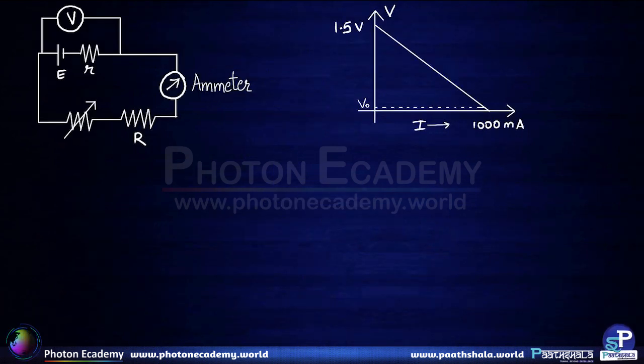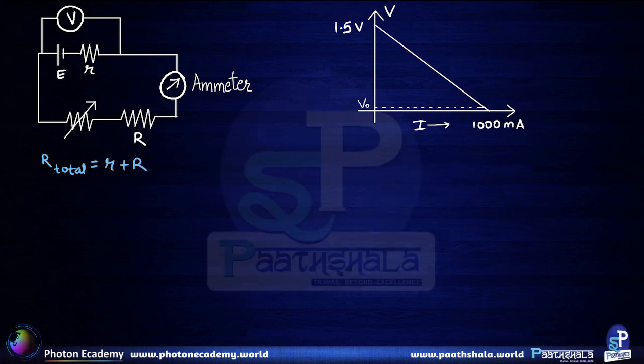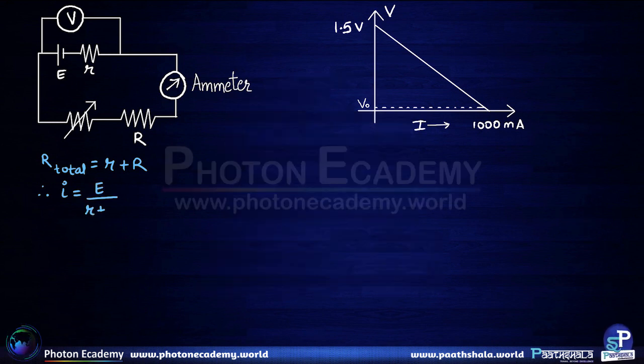So in this circuit, the total resistance will be the internal resistance plus R, where we have assumed the small r is the internal resistance. We also assume that E is the EMF of the battery. So therefore, the current in the circuit will be E divided by small r plus capital R.